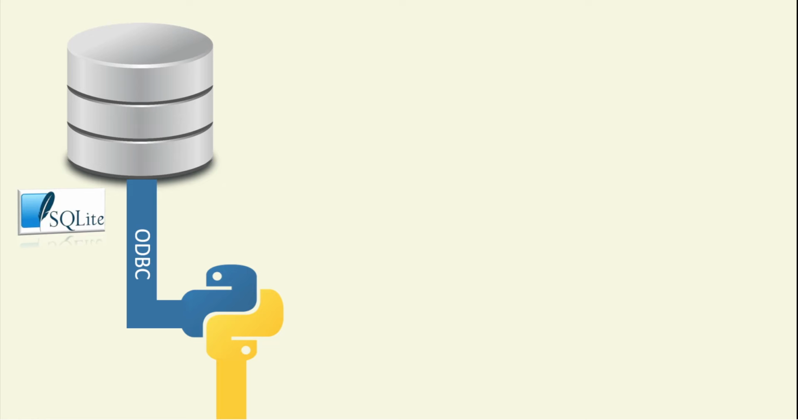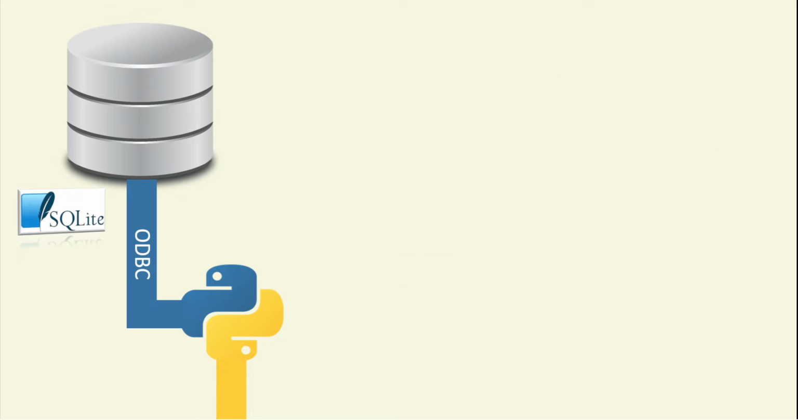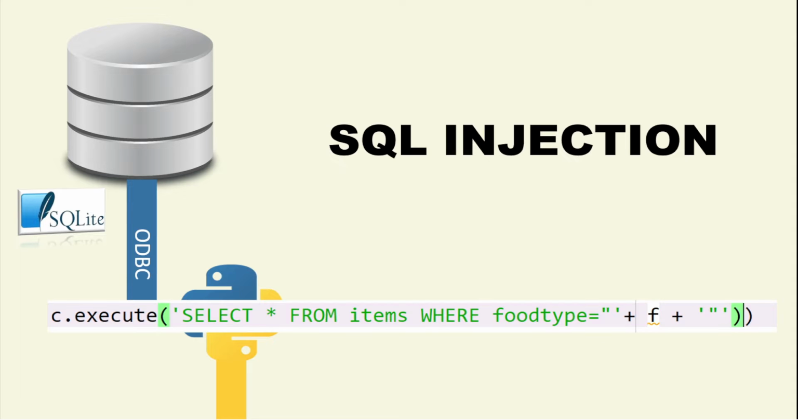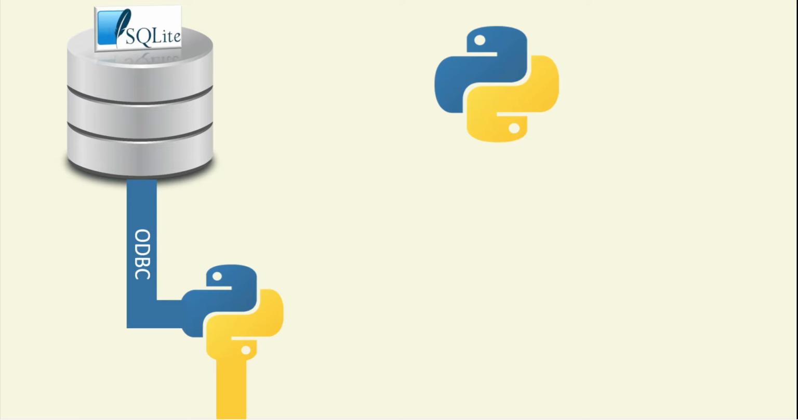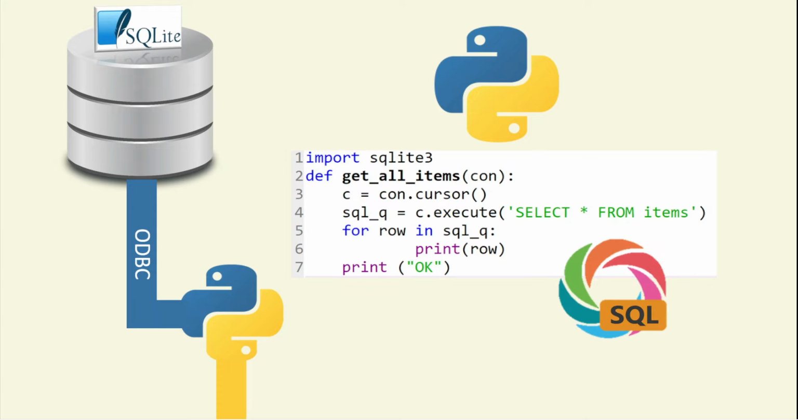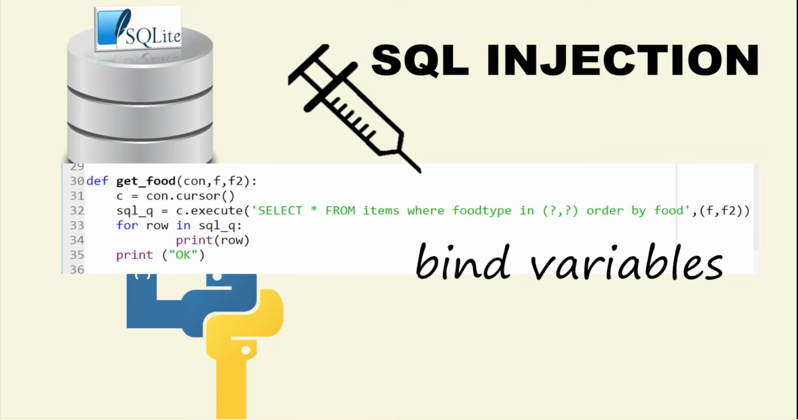We can use SQL inside Python, but we need to be aware of risks such as SQL injection. Watch this video to know how to connect to an SQLite database, run SQL code within Python, and also use bind variables to help protect your data.